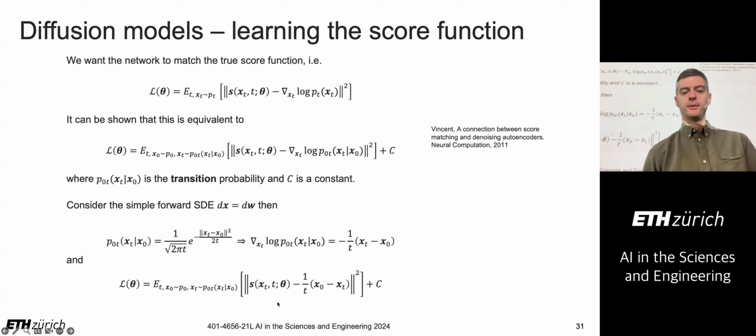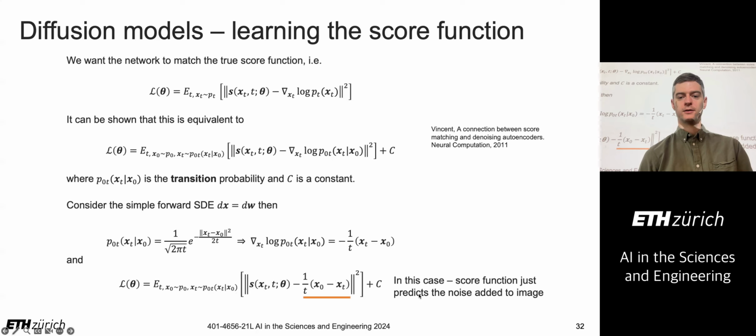And if you look at this a bit more closely, what we're trying to match the score network to is simply the difference between our random noise and the image at time t. So what the score network is trying to do is just predict the noise that's been added to that image at time t. That's the interpretation of the loss.